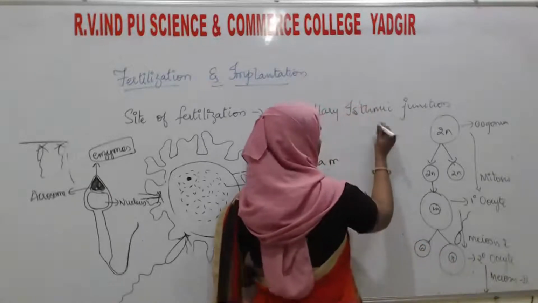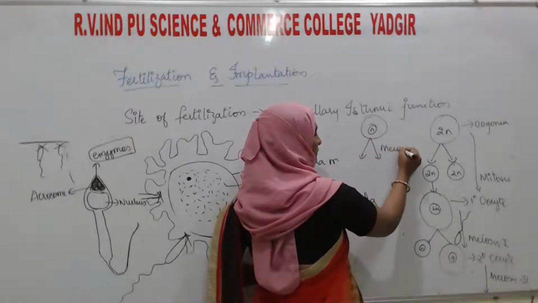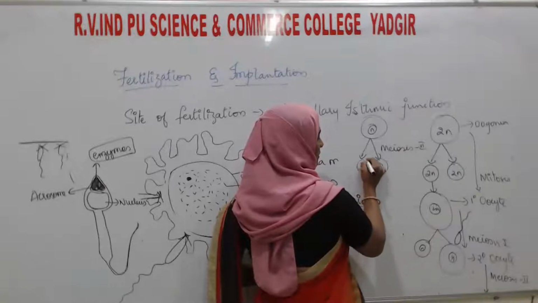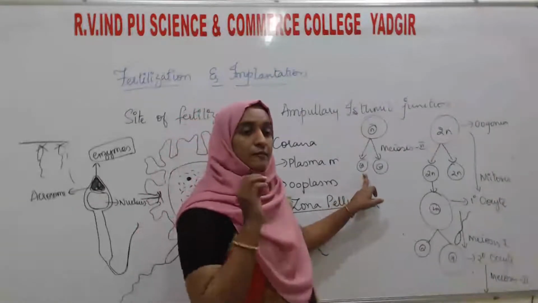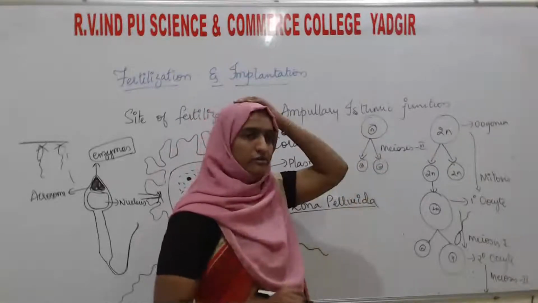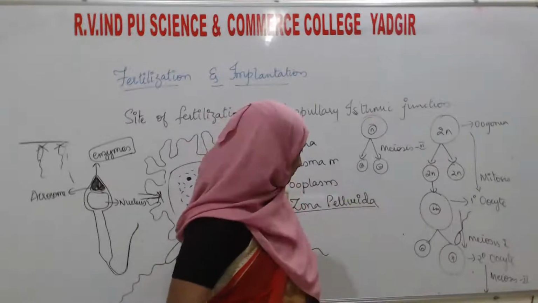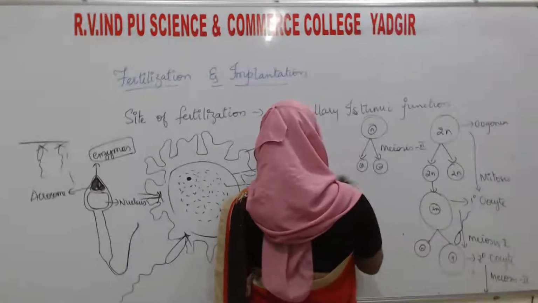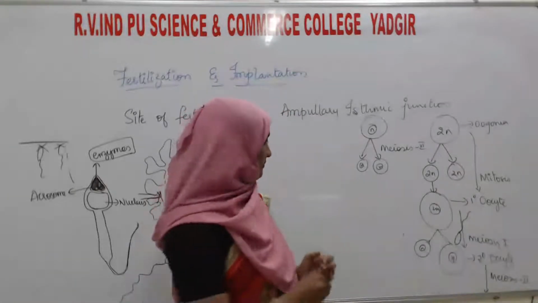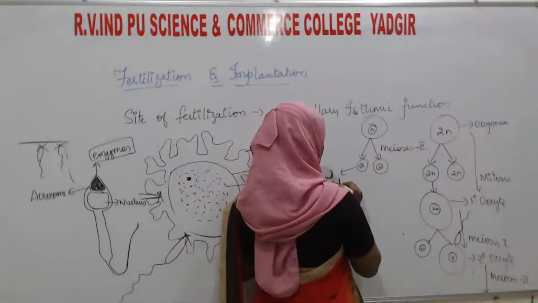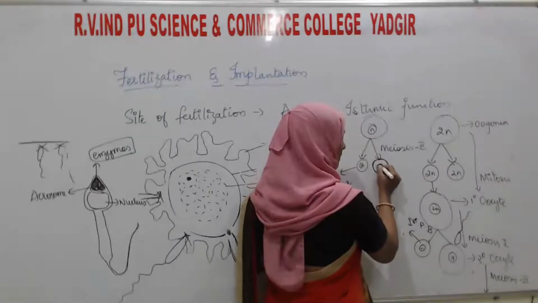Here I will show you. This is the one cell, the secondary oocyte. This will undergo meiosis 2, which will form two further cells. One is the polar body and the other is the fertilized egg, and that fertilized egg is the haploid cell. This is the second polar body. And who is the first polar body? This is the first polar body. And this cell will become a mature ovum.